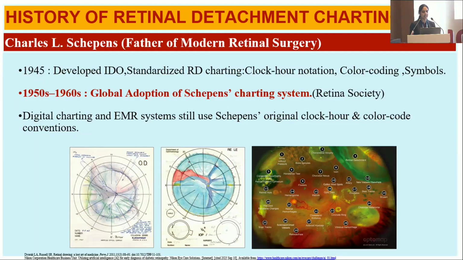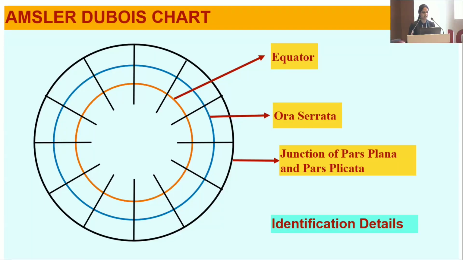Coming to the history of retinal detachment charting, Charles L. Schepens, who is the father of modern retinal surgery, in 1945 developed the indirect ophthalmoscope with standardized RD charting with clock hour notation, color coding and symbols. By the 1950s to 60s, it led to global adoption of Schepens' charting system throughout the world. Even today, in the era of digital charting and EMR systems, we still use Schepens' original clock hour method and color code conventions.